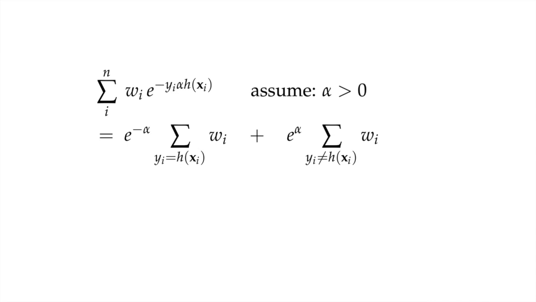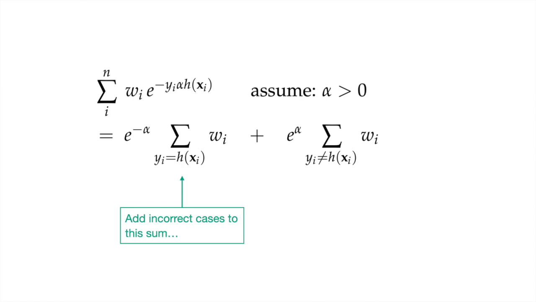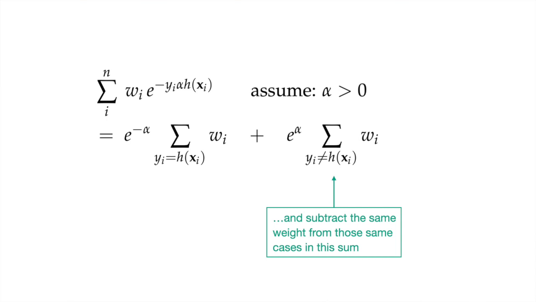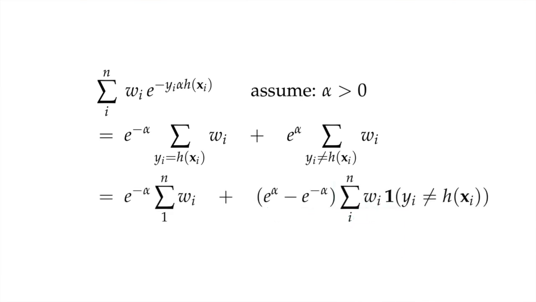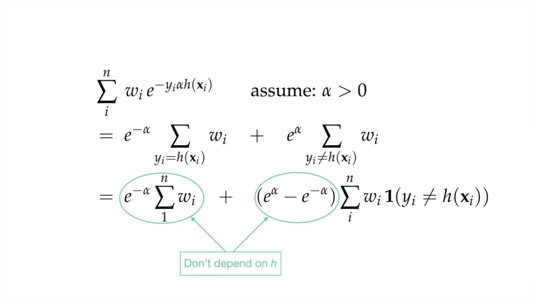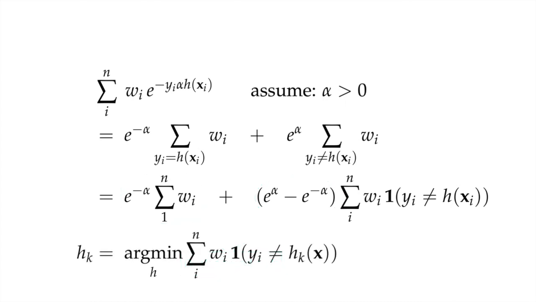We can expand these sums by adding in all of the missing cases, the incorrect cases, into the first sum and simultaneously subtracting the same cases with the same weights from the second sum. That gives us this. So the first part of this expression, e to the minus alpha times the sum of all of the weights, again, does not depend on the classifier. And in fact, the coefficient in front of the second sum, e to the alpha minus e to the minus alpha, that also doesn't depend on the classifier. So the classifier that we're looking for is just the one that minimizes the summation itself.